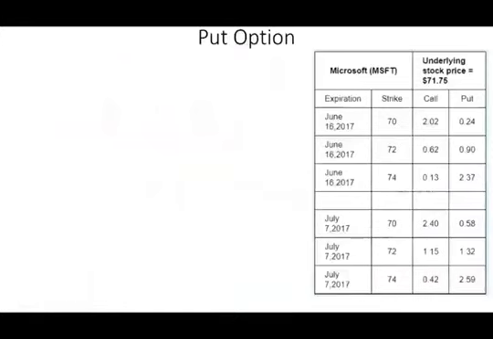Now let's take a look at the put option. What's the big idea of a put option? This is basically different than the call option. A put option is when you want to protect against the downside. Let's assume you do have Microsoft stock. So we're going to talk about a covered put option. You have Microsoft stock. You have 100 shares of Microsoft. And here's the fear.